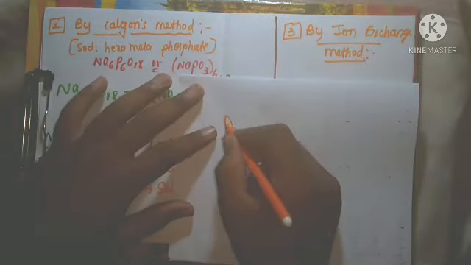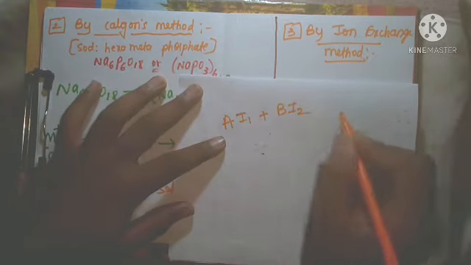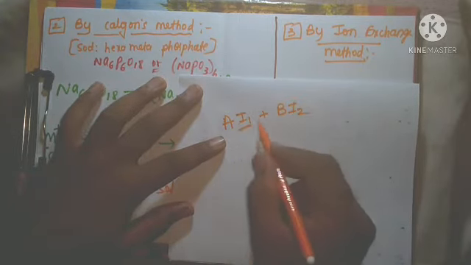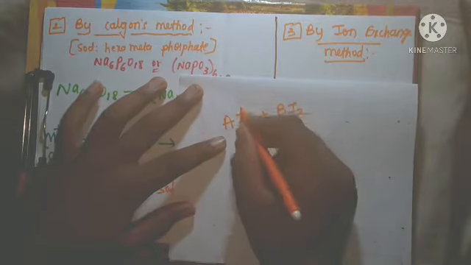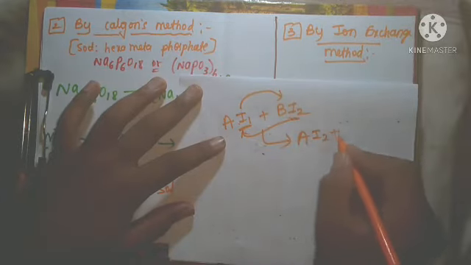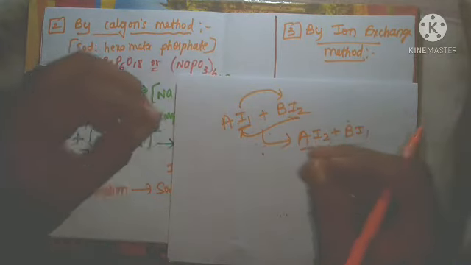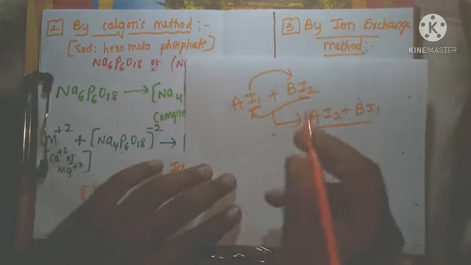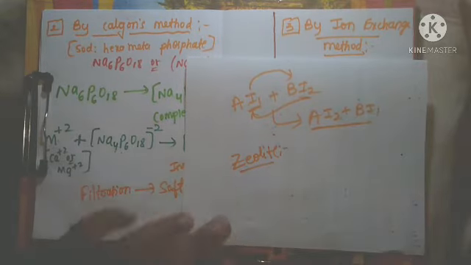Ion exchange means A is having ion I1 and B is having ion I2, right? Both will exchange. A will give I1, B will give I2 to A. It will be AI2, BI1. This is called the ion exchange method. Here we are using zeolite in this method. Zeolite is used as the best ion exchanger.